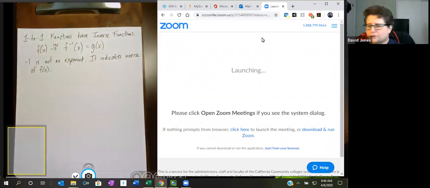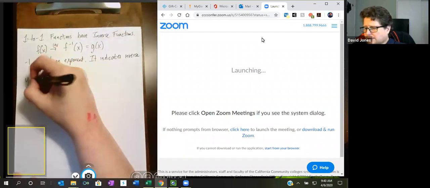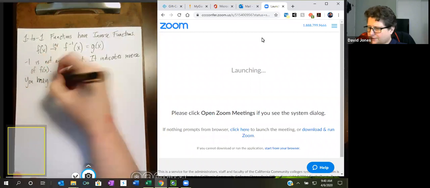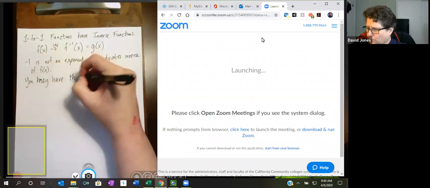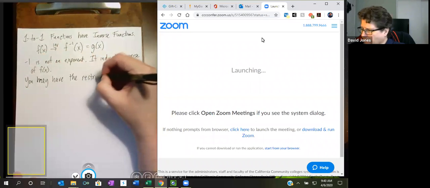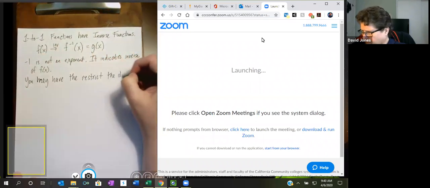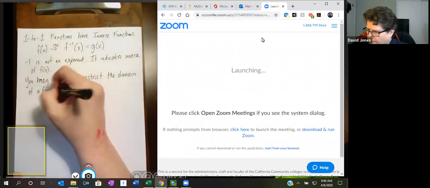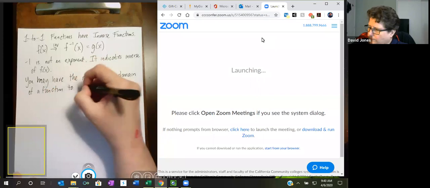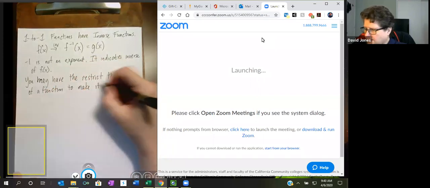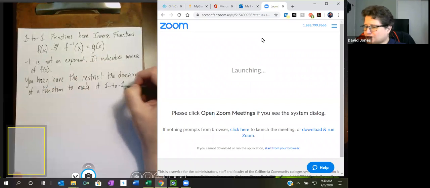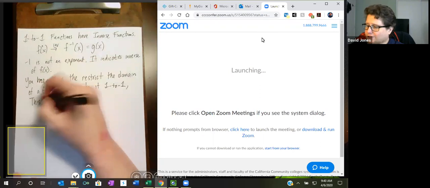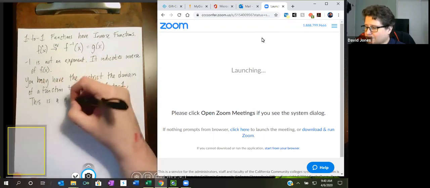Sometimes you have to restrict the domain. You may have to restrict the domain of a function to make it one-to-one. And when you get to trigonometry, this happens all the time for trig functions. This is a necessity for trig functions.